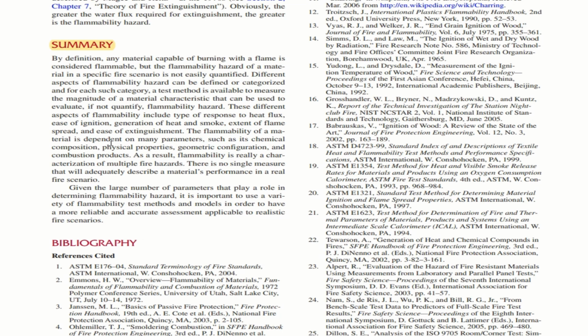The flammability of a material is dependent on many parameters such as its chemical composition, physical properties, geometric configuration and combustion products. As a result, flammability is really a characterization of multiple fire hazards. There is no single measure that will adequately describe a material's performance in a real fire scenario. Given the large number of parameters that play a role in determining flammability hazard, it is important to use a variety of flammability test methods and models in order to have a more reliable and accurate assessment applicable to realistic fire scenarios.